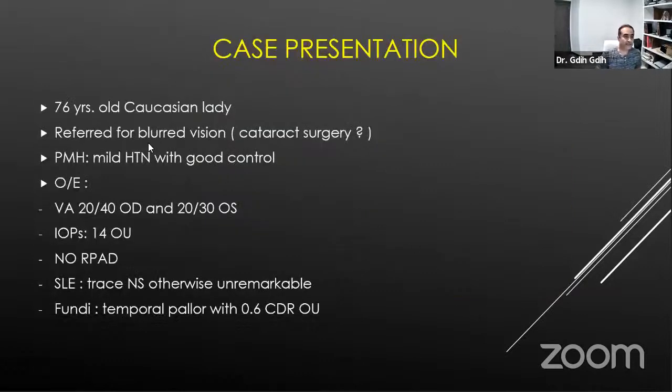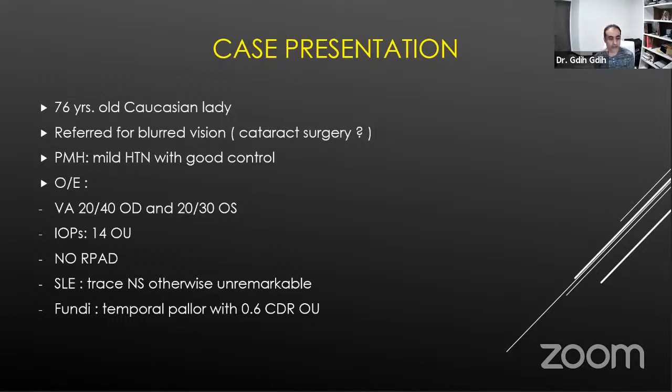Okay, now this is a case presentation. This case was sent to me for consultation. She's a 76-year-old Caucasian lady, referred for blurred vision and possible cataract surgery. Her past medical history was only remarkable for mild hypertension with very good control. On ocular examination, her visual acuity was 20/40 in the right eye and 20/30 in the left eye. Her intraocular pressure was 14 in both eyes. No RAPD noted.